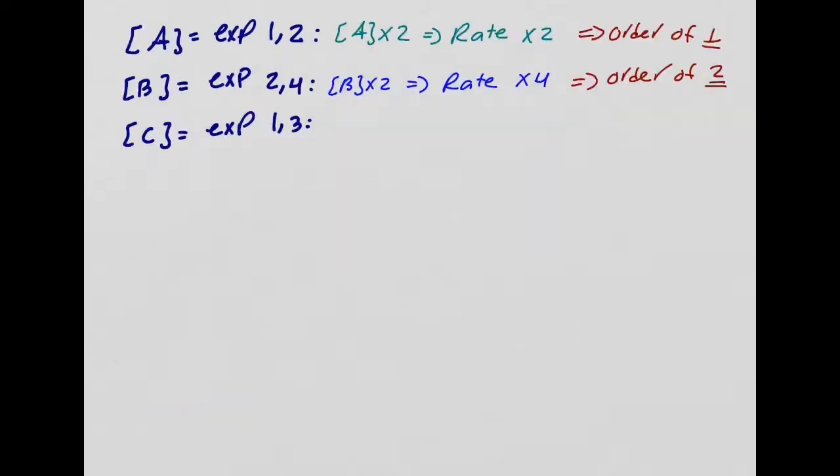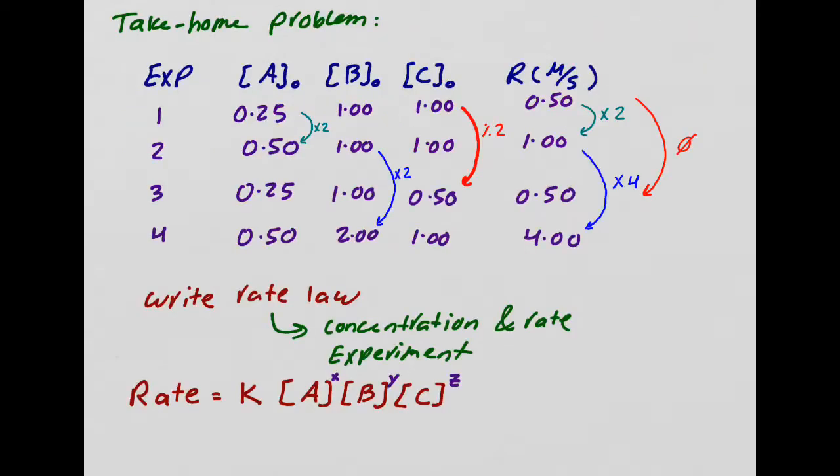We talked about this last time. If the concentration of C goes down by 2, but nothing happened to the rate, what does that mean? That means concentration of C doesn't matter. It's not affecting the rate. So it's an order of 0. The concentration of C doesn't matter. It's not doing anything to the rate. You guys are following me so far?